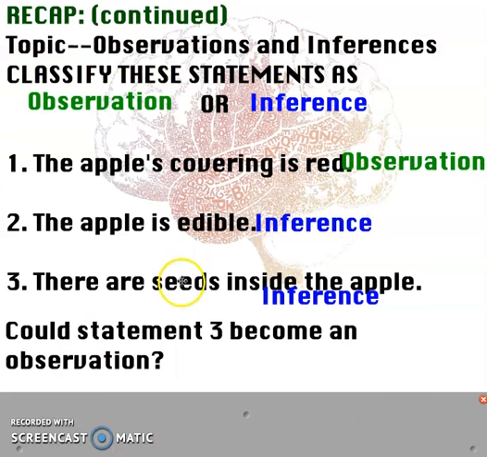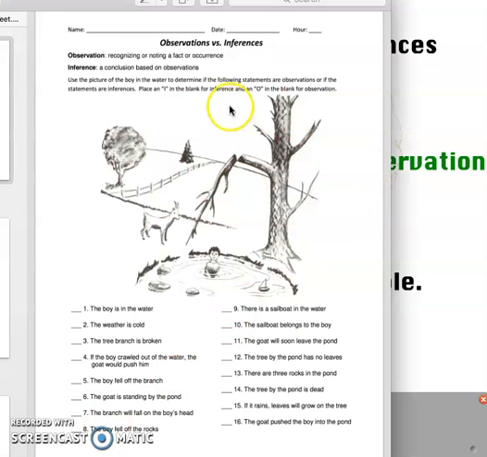All right, so that does it for observation versus inference. We do have a worksheet where you're trying to identify which are observations and inferences. So let's pull up that assignment. It says observation versus inferences. Here we have the definitions at the top: observation, recognizing or noting a fact or occurrence; inference, conclusion based on those observations. Use the picture of the boy in the water to determine if the following statements are observations or inferences. Place an I in the blank for inference and an O in the blank for observation.